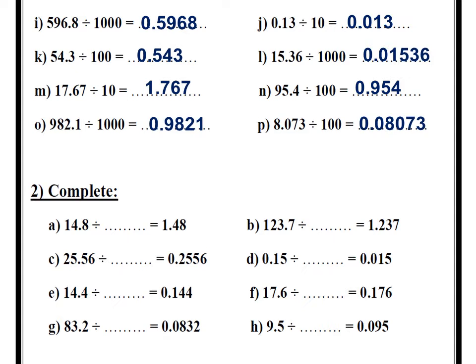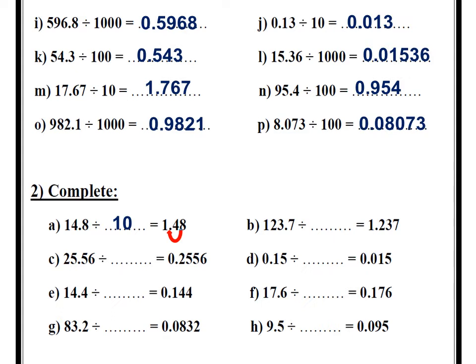Question number 2, this time they are asking you to complete by the 10, the 100 and the 1000. You yourself are going to say how many steps the decimal point moved. So in question A, 14.8 divided by what? Gives me 1.48. Let's see. Here was the position of the decimal point between the 4 and the 8. It moved backward 1 step. This means 1 step, which is 1 zero. So I divide the number by 10.